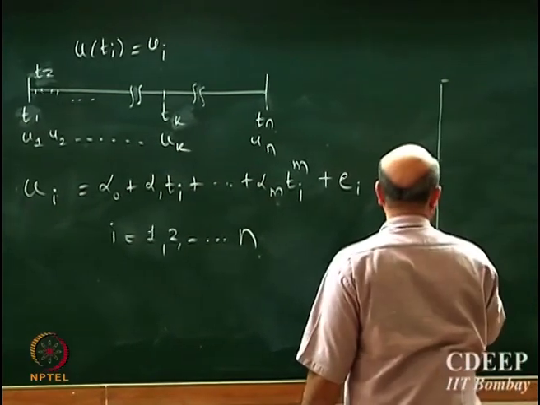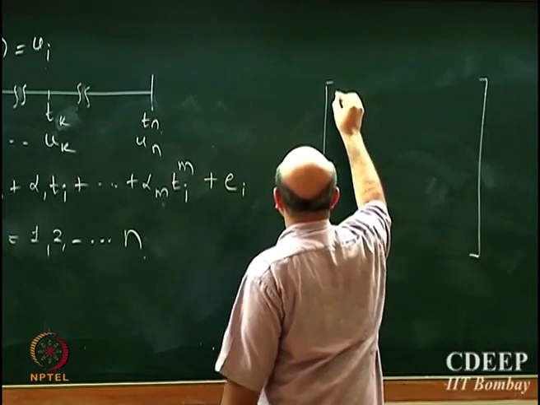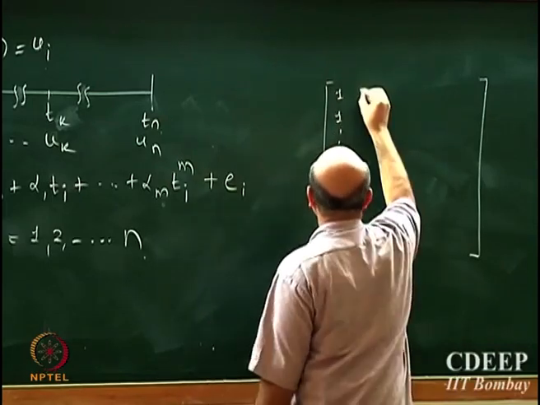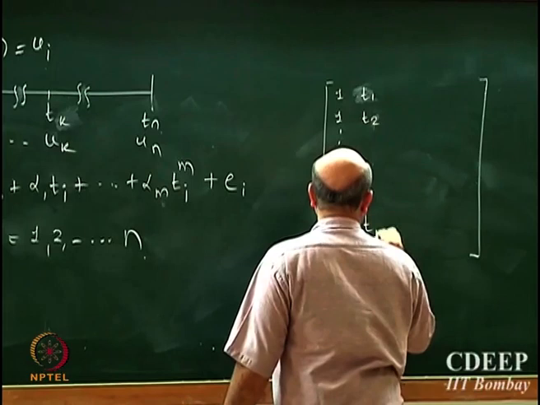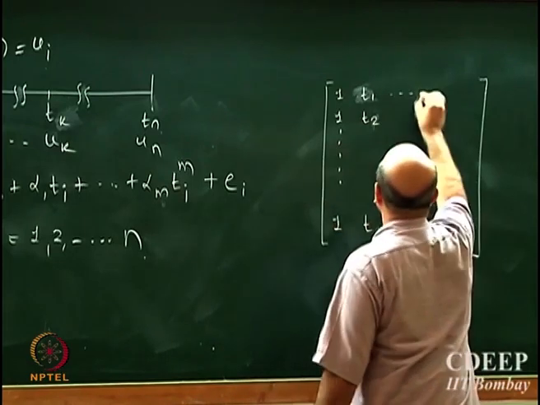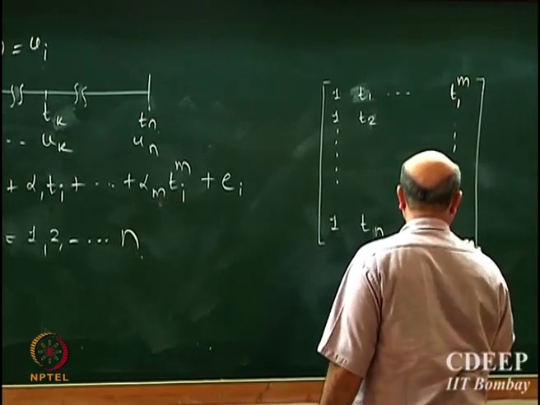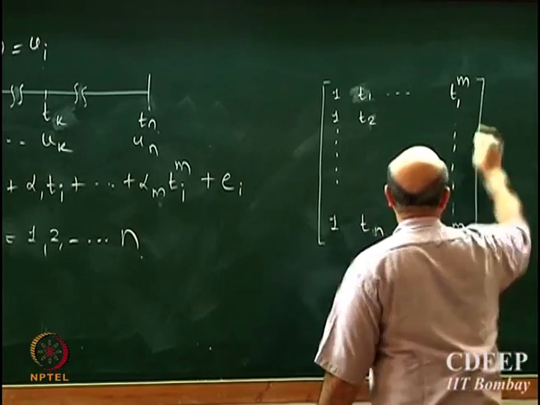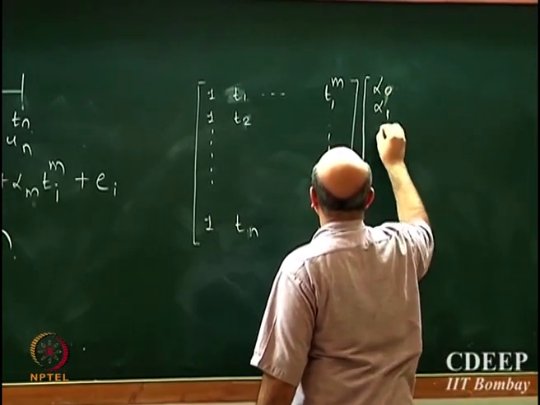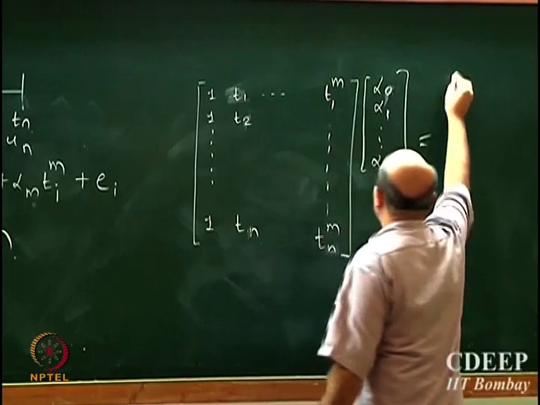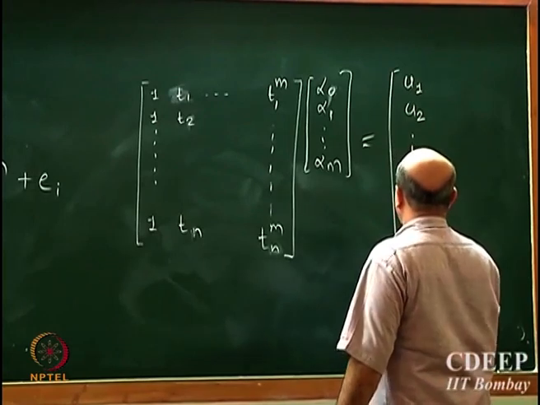So we will get this huge A matrix. This will be 1, 1, 1, t1, t2, up to tn, up to t1 raised to m, tn raised to m, times alpha 0, alpha 1, up to alpha m, is equal to u1, u2, up to un.